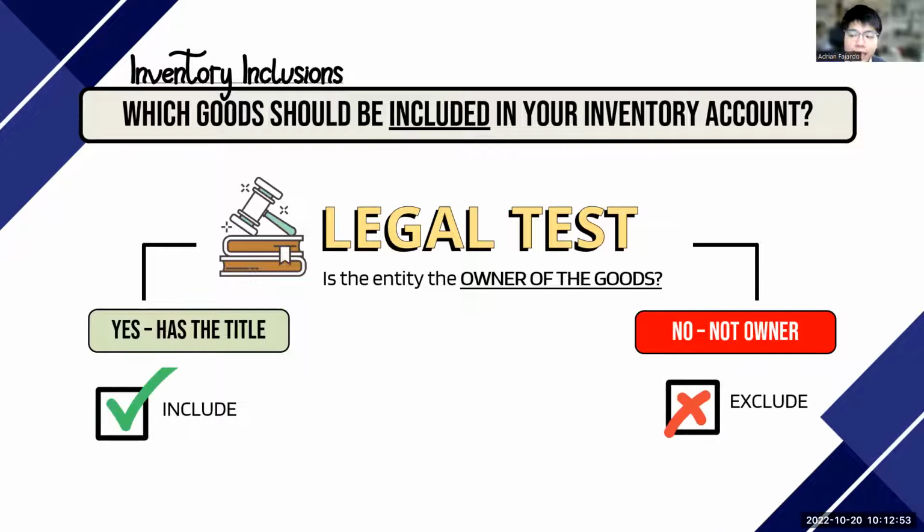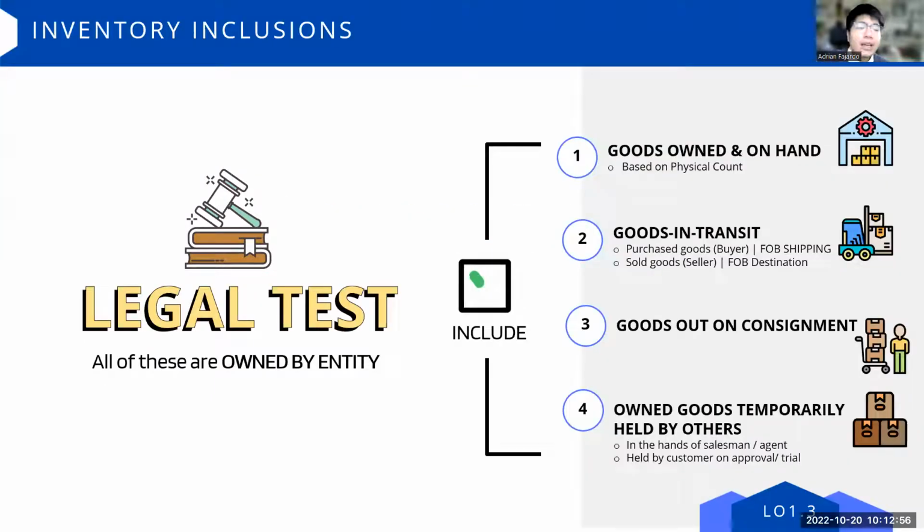It should be excluded. So we actually summarized it. This is the bare minimum that you memorize, what should be included. But ideally, you should master the legal test. So basically, goods on hand, owned and on hand. Make sure you know consigned goods: if you're the consignor, or you're the owner of the goods, then you include it. But if you're a consignee, or the goods are not yours, then you should not include it.